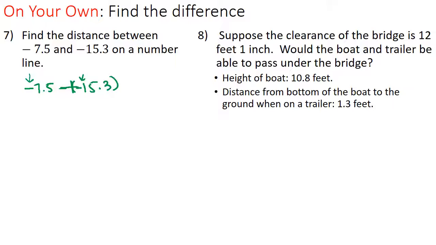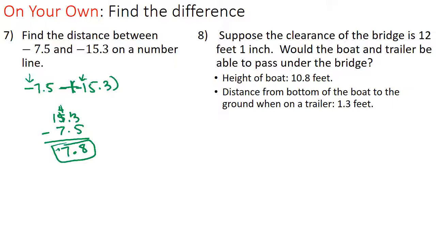So we're going to take our bigger number, which is this 15.3, and subtract this 7.5. So now we have 15.3 minus 7.5. And we're going to have to borrow in order to take away, so we're going to have this become a 4, and 13 minus 5 is going to become 8, and 14 minus 7 is going to be 7, so we end up with 7.8. So they are 7.8 away from each other on a number line. Now I do need to make sure that my sign is correct, so our bigger number here was a positive, so yes, it is going to be a positive 7.8.